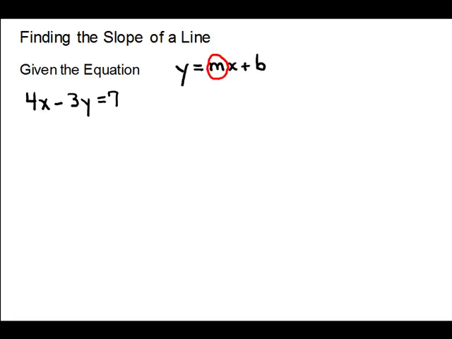Let's look at finding the slope of this line. Notice it's not in the proper form. It does not have y isolated, so we can't read the slope directly off. But we can use our formula solving skills to manipulate it and isolate the y. So we want to get y by itself. We'll move the 4x. It's a positive 4x, so we'll take it away. If we take it away from the left-hand side, it will cancel to leave us just a -3y.